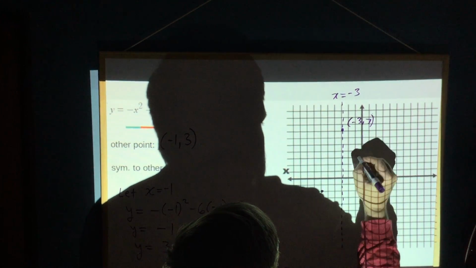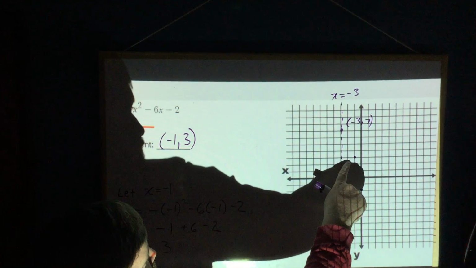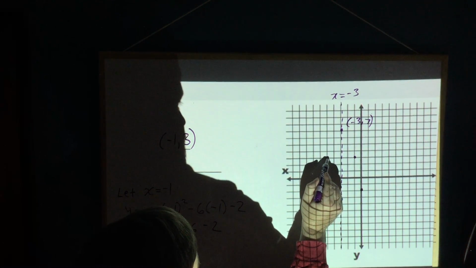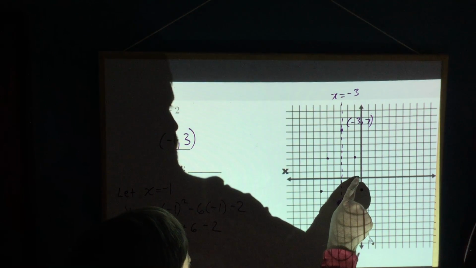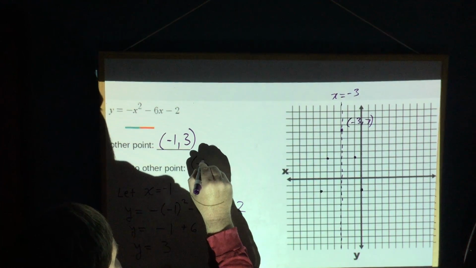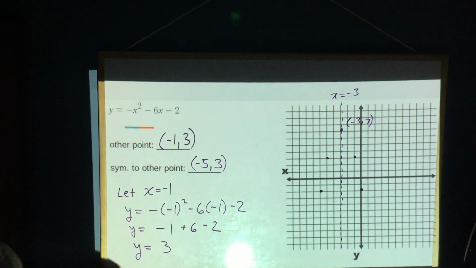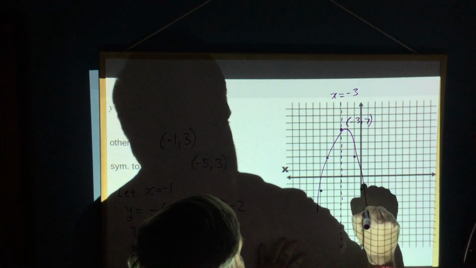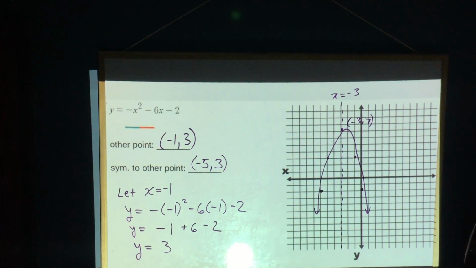Plot that point, -1, 3. It's 2 away from the axis of symmetry, so let me go 2 on the other side, and that would be this point right there. And the coordinates of that point are -5, 3. So there's my 5th point I'm looking for. Let me draw in the parabola. Kind of missed my dots, but good enough for what we're doing today. I'm not going to redo it.